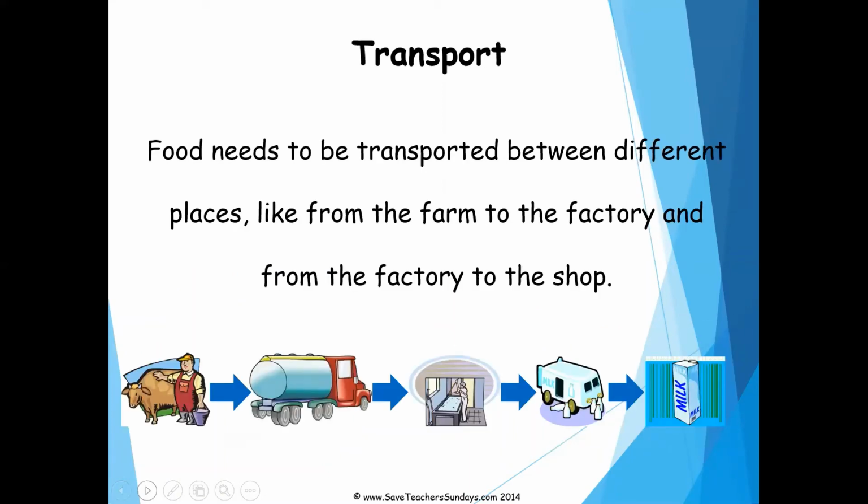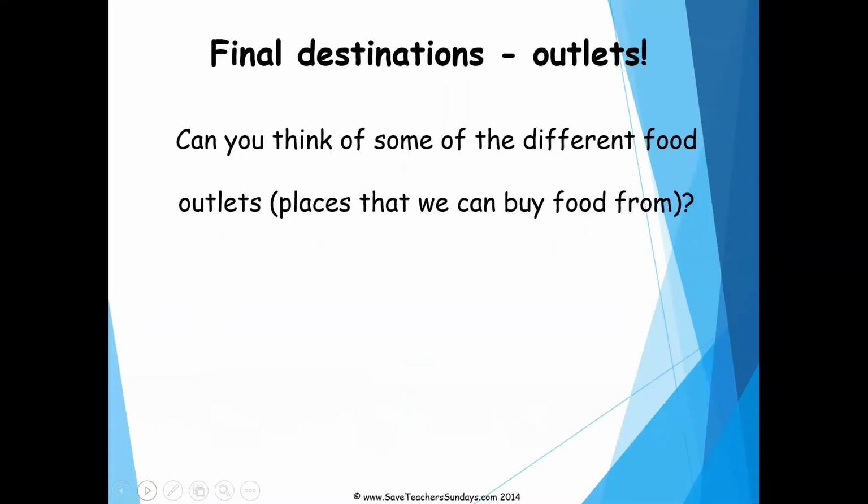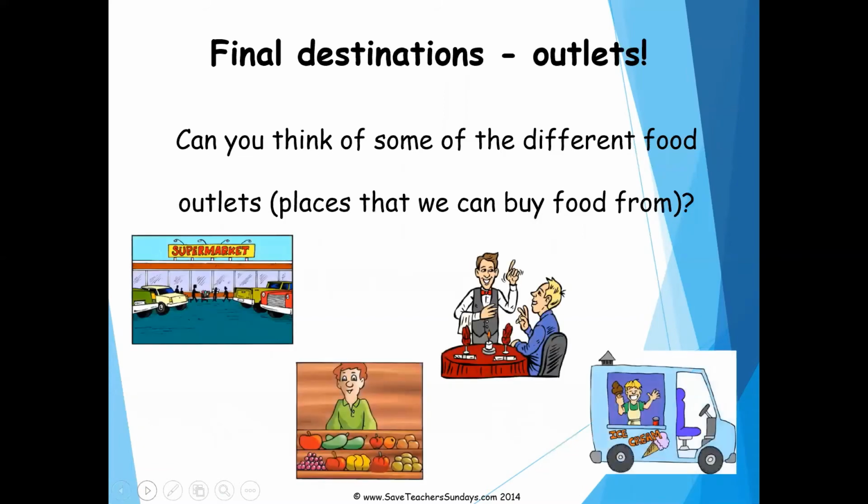Now, after that, food needs to be transported between different places, like, for example, from the farm to the factory and from the factory to the shop. Now, the final destinations. So can you think of some of the different food outlets? That means places that we can buy food from.